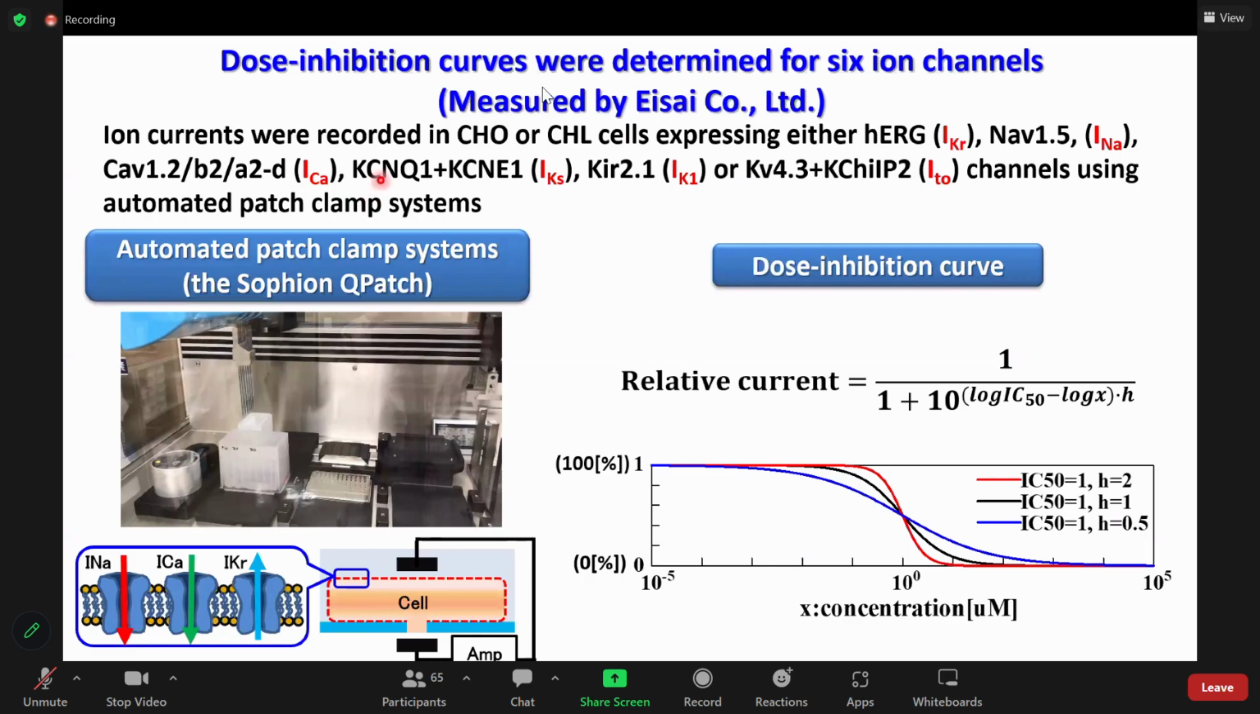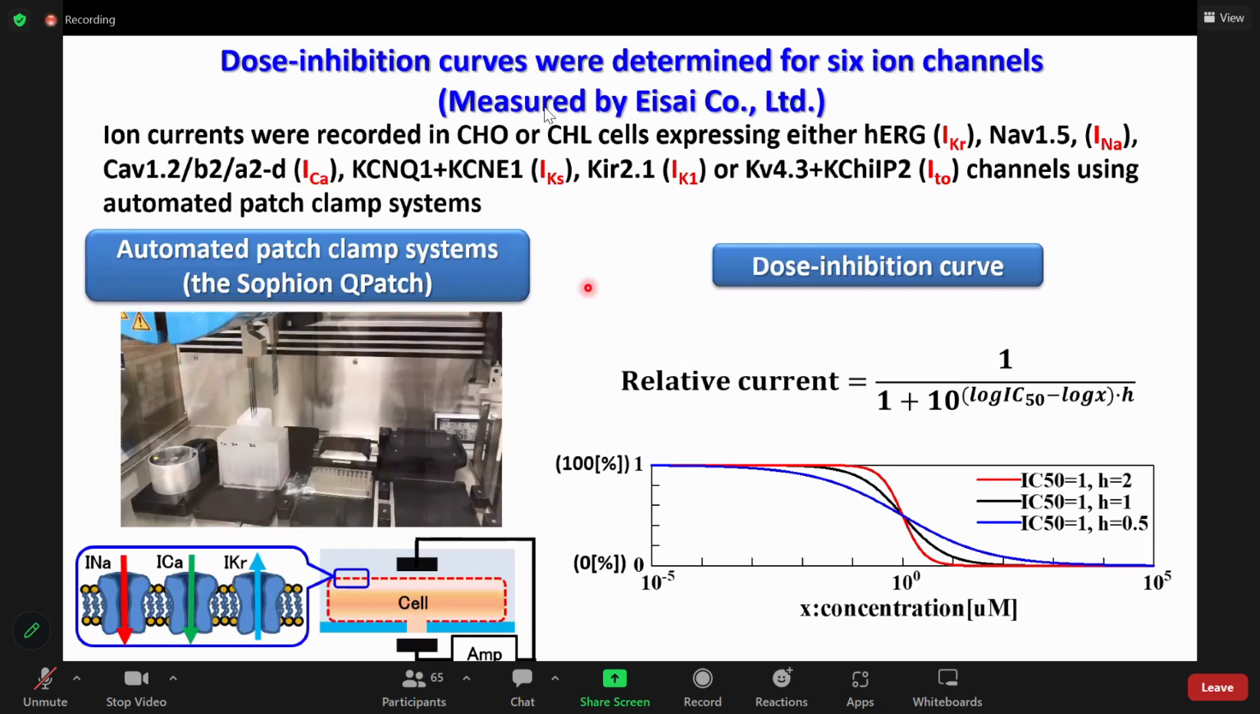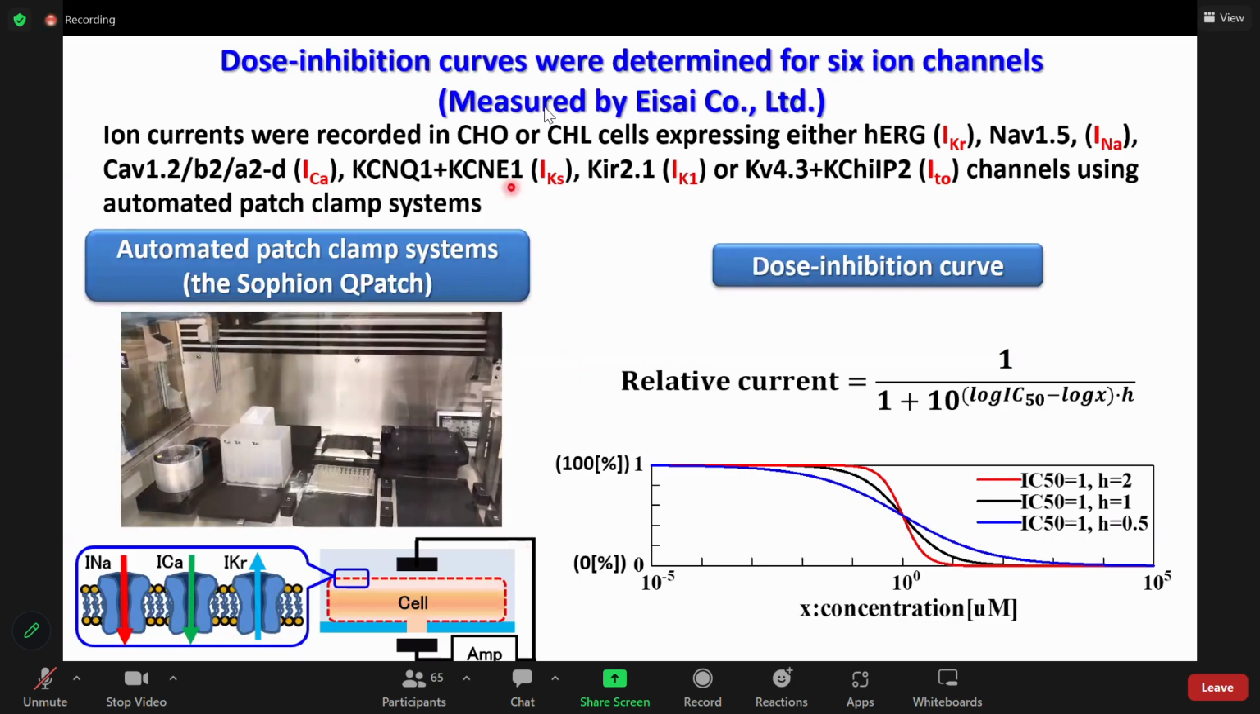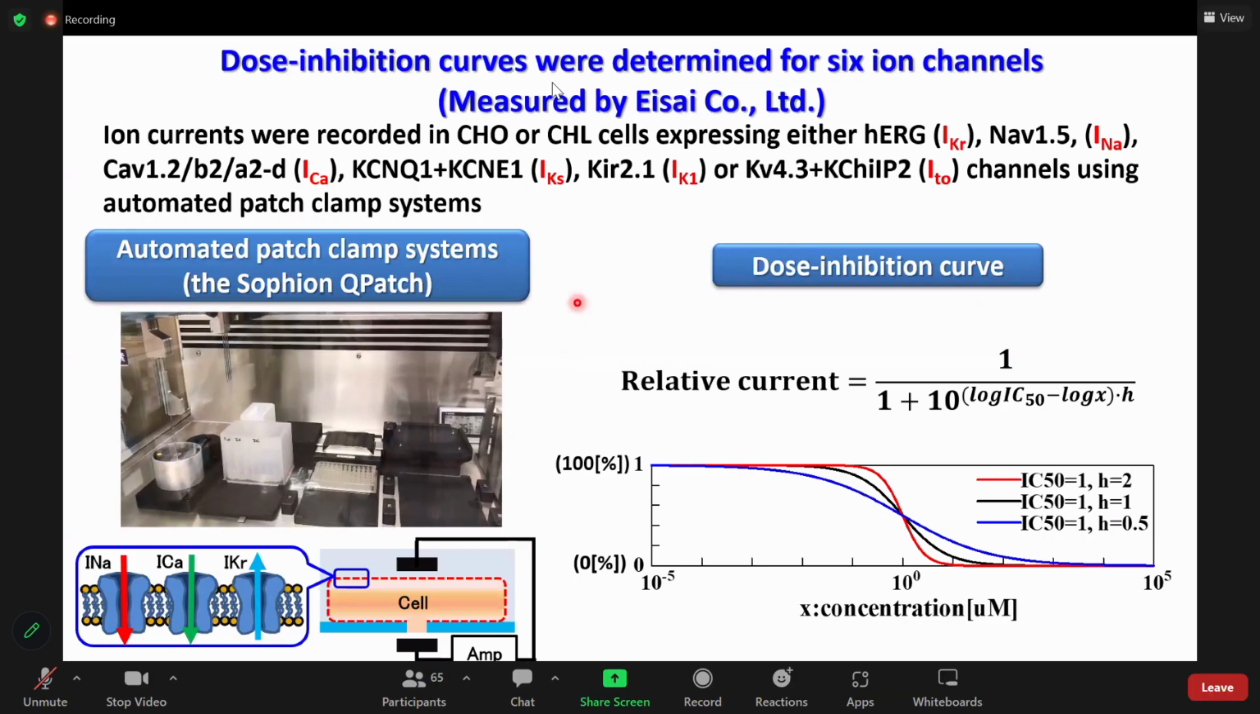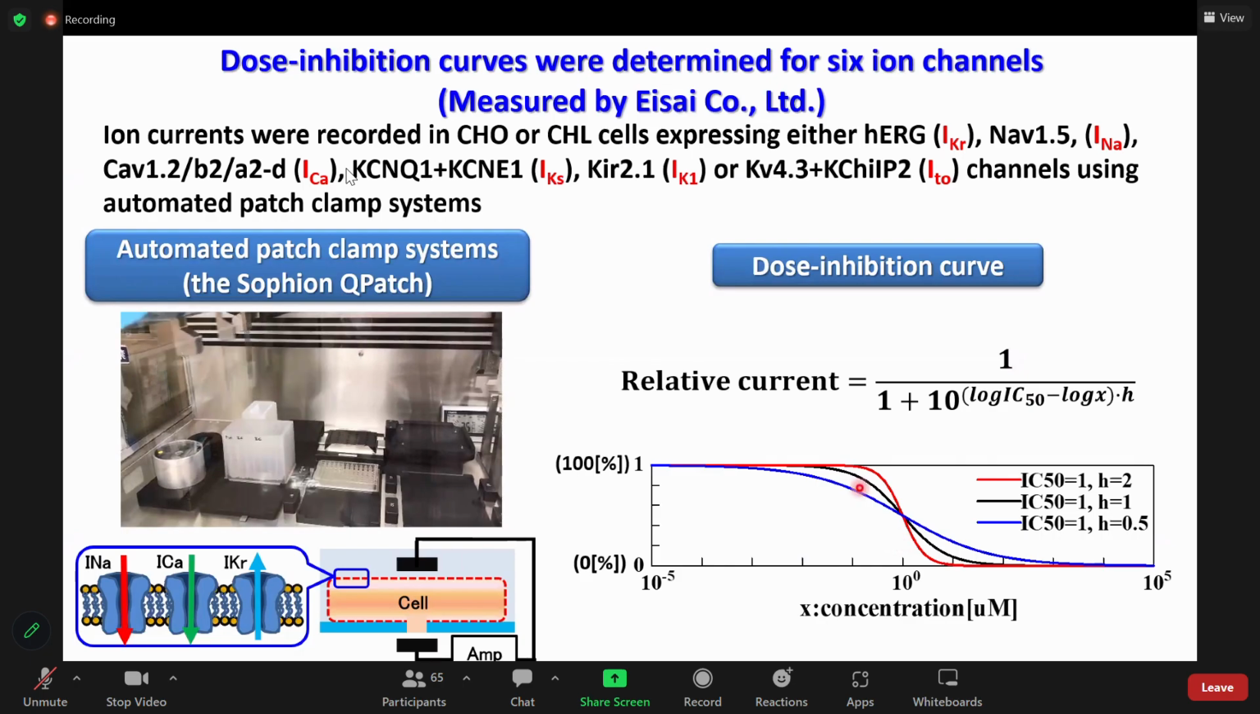This video shows an experiment. Dose-inhibition curves have two parameters, IC50 and H. H represents the slope of the curve.